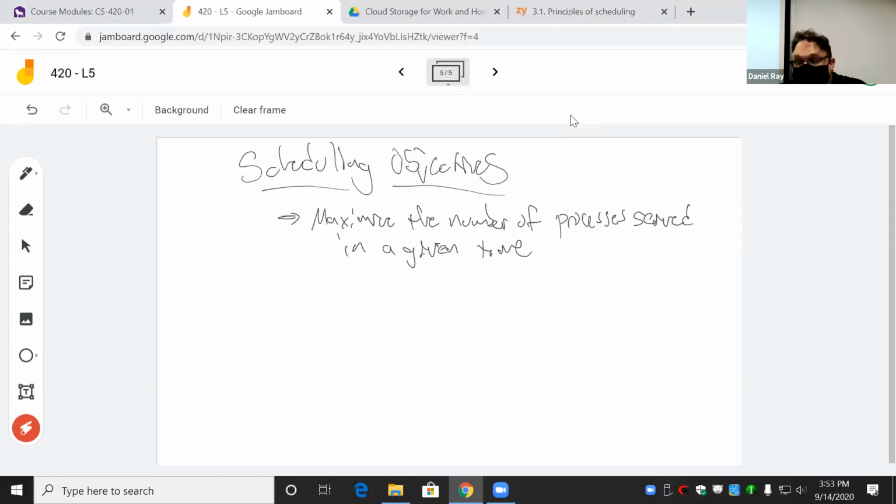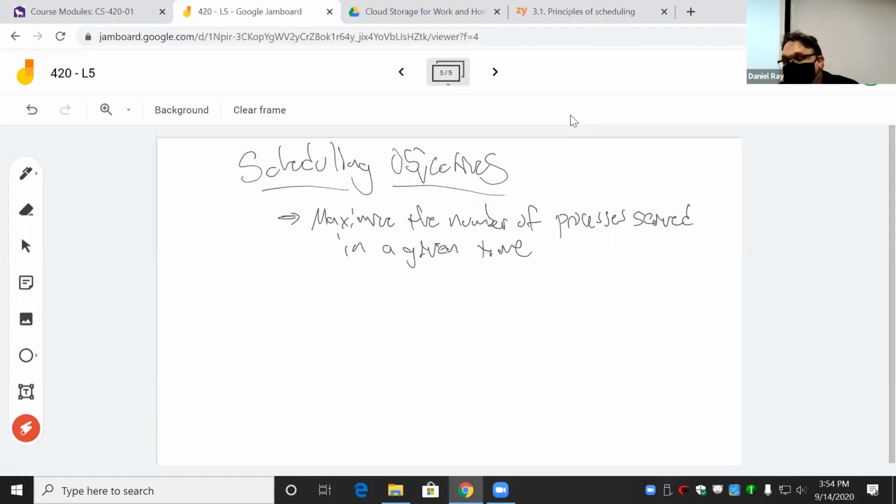That's the objective that comes to us directly from our idea about multi-programming systems. Directly from the user's perspective about what makes a computer, quote unquote, fast. How efficient, how powerful a computer seems to be is a direct measure of maximizing the number of processes served or completed in a given time.